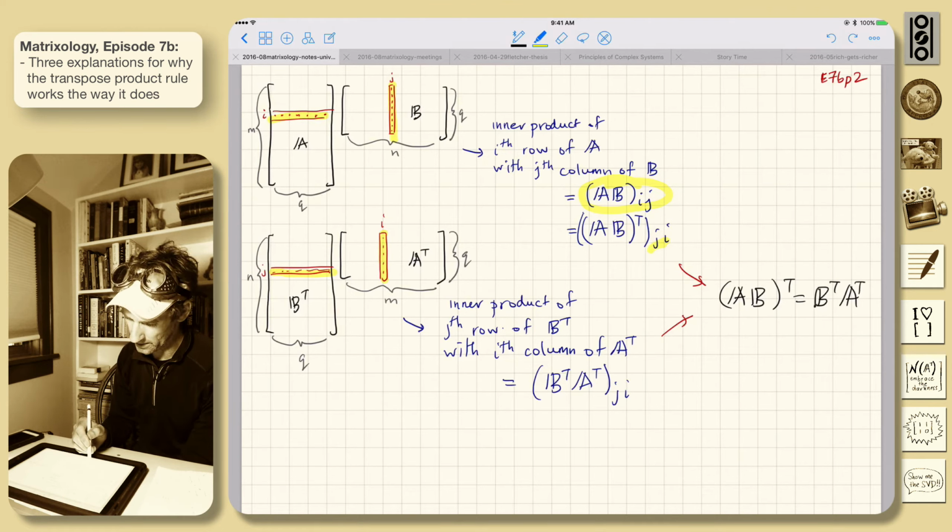So now this is the inner product of the jth row of B transpose and the ith column of A transpose. So this is B transpose A transpose, JI.